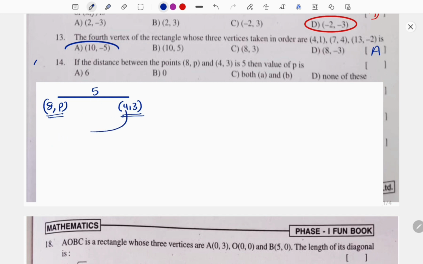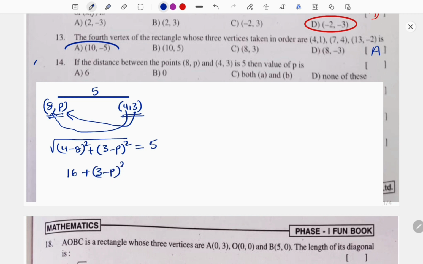First you can find the distance, that is root over (4 minus 8) whole square, that is x2 minus x1 whole square, plus again y2 minus y1 whole square, (3 minus p) whole square, is equal to 5. So the distance is 5. Squaring on both sides, what do we get? 4 minus 8 is minus 4, minus 4 whole square is 16. So we get root of 16 plus (3 minus p) whole square is equal to 5. Squaring on both sides, we get 16 plus (3 minus p) whole square is equal to 25.